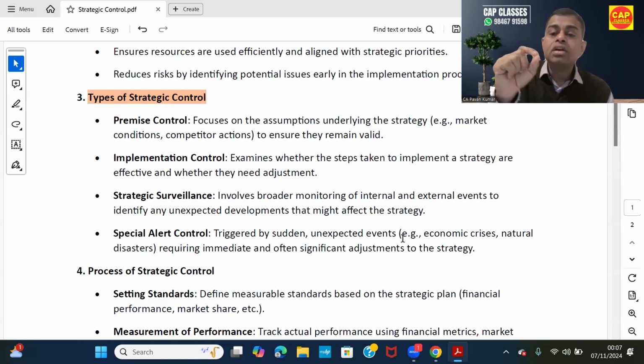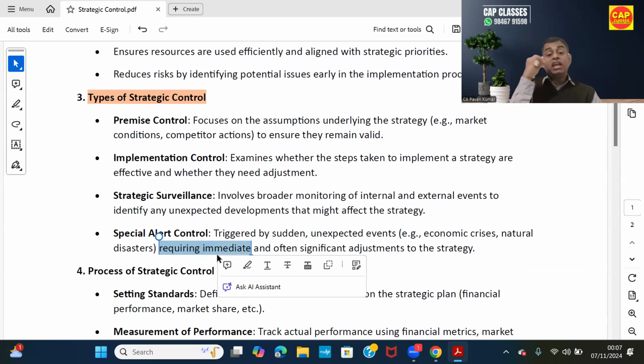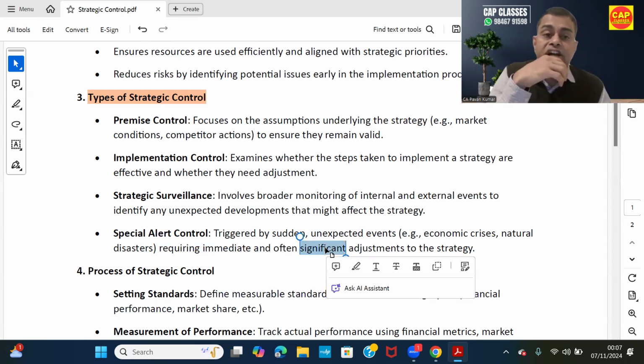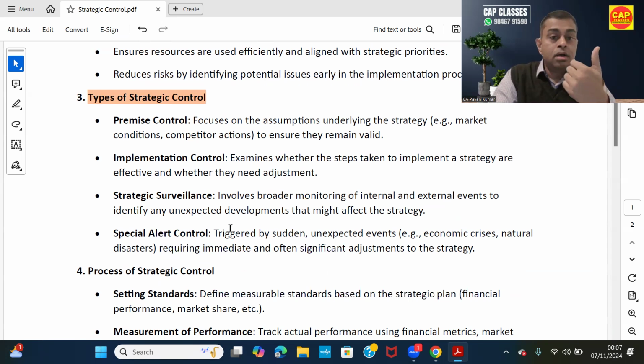So special alert control is triggered by sudden unexpected events. What are the examples I have given? Economic crisis, natural disaster. This requires immediate attention, and sometimes it requires significant adjustments to the strategy, not small adjustments, but big adjustments. So these are the four types of strategy control. What are they? Premise control, implementation control, strategic surveillance, special alert control.